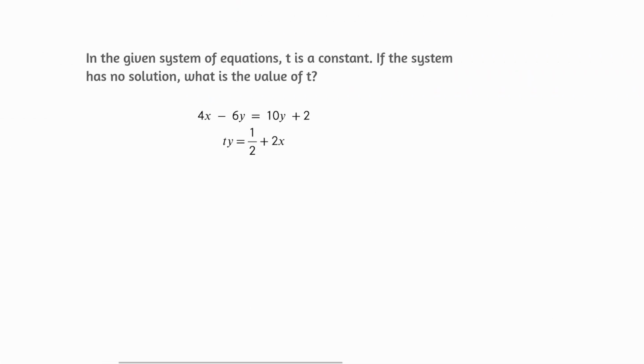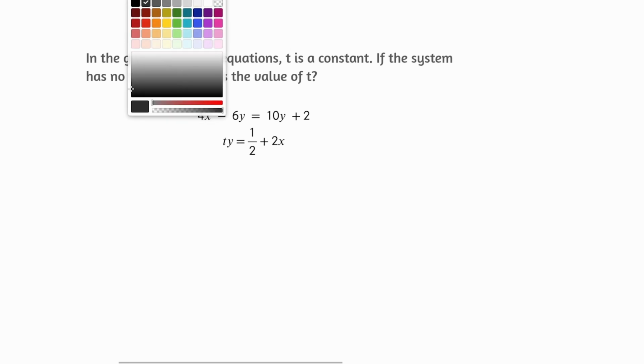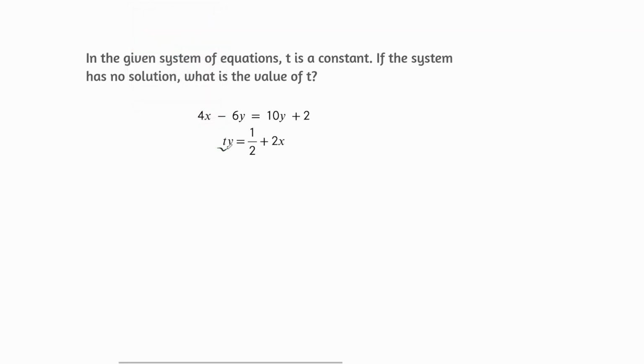Let's take a look at another problem on the same topic. In the given system of equations, t is a constant. If the system has no solution, what is the value of t? So we have a system of two linear equations, and we need to find the value of t when the system has no solution.